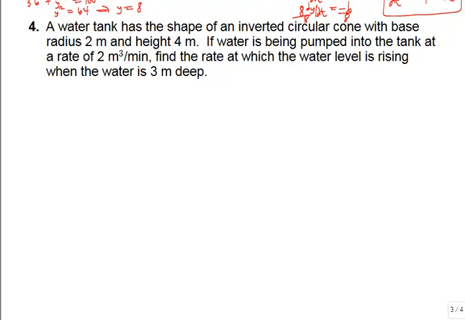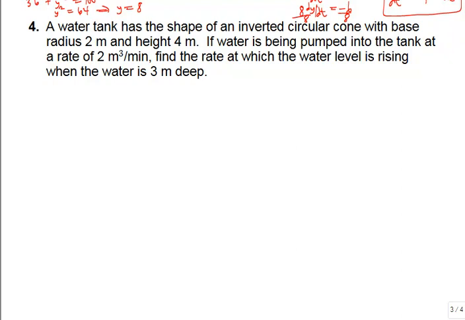All right. The next example is the water tank problem, or the cone problem. These are pretty infamous problems that you'll always see in every textbook, but these are probably the trickiest ones of them all. And drawing a picture here is really, really key. So here we have a water tank that has the shape of an inverted circular cone with a base radius of 2 meters and a height of 4 meters. If water is being pumped into the tank at a rate of 2 meters cubed per minute, find the rate at which the water level is rising when the water is 3 meters deep.